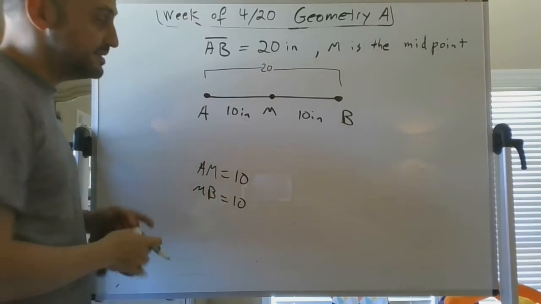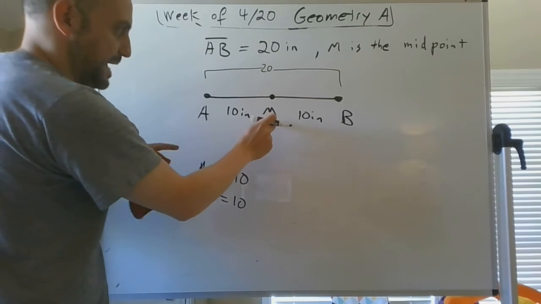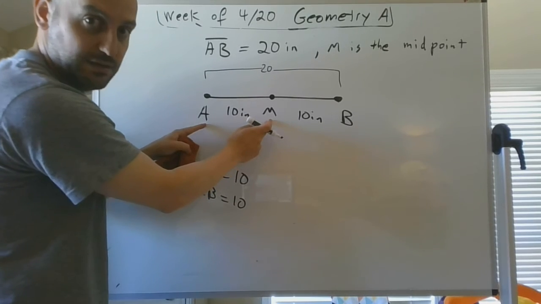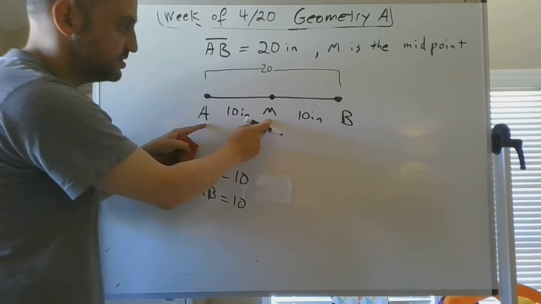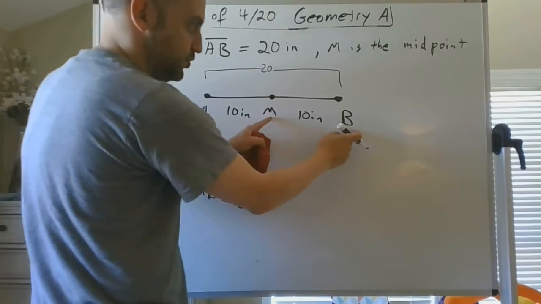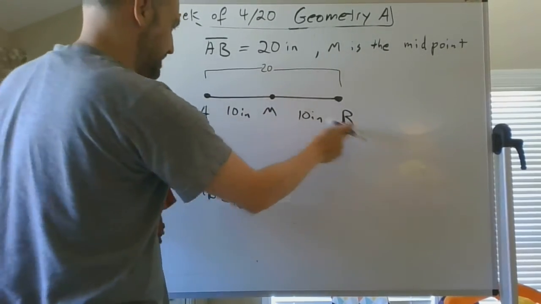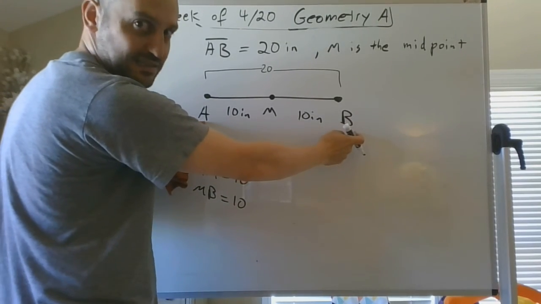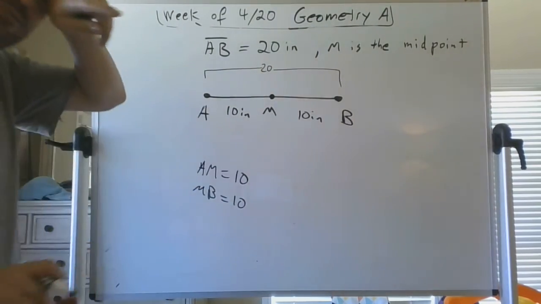There's another way I can ask this. Instead of saying AM, I can say MA. Doesn't matter, it's the same thing. MA, just talking about this right here, that would be 10 inches. How about I said BM? Sure, that would be 10 inches. What if I said BA? BA to A is all this, which is 20 inches. Okay, so that's what a midpoint is.